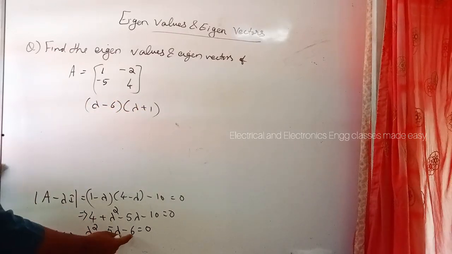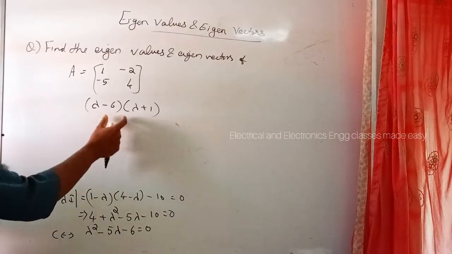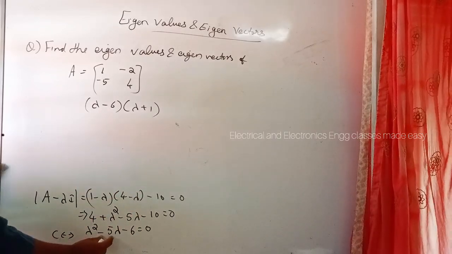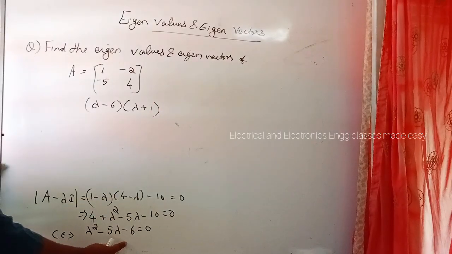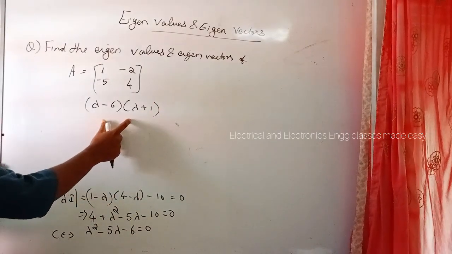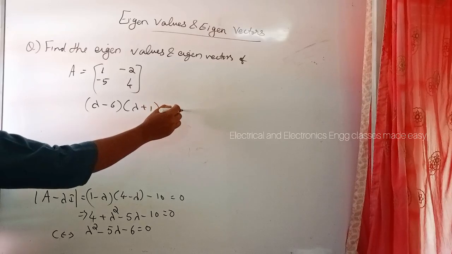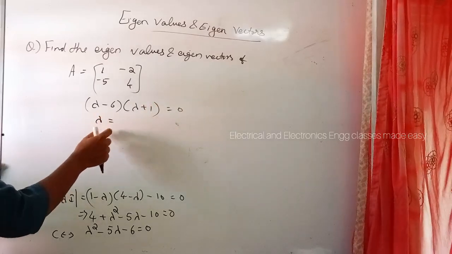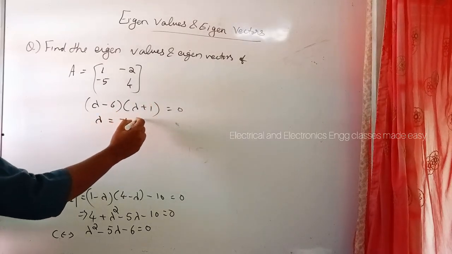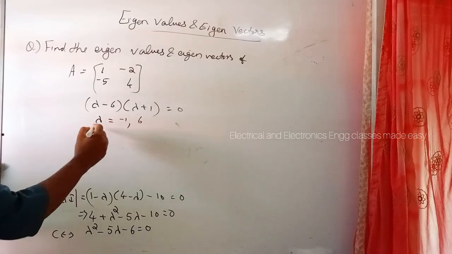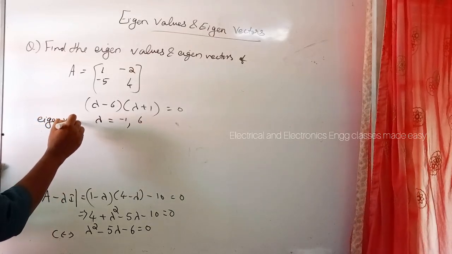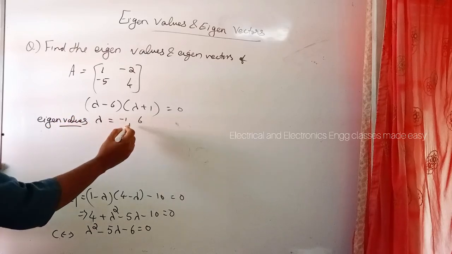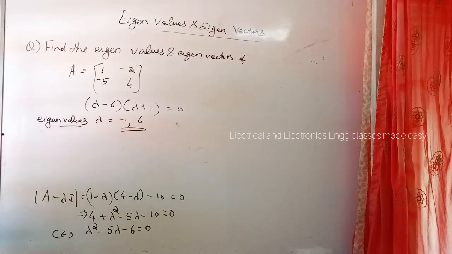The product is negative 6 and the sum is negative 5. So the factorization of this equation is lambda minus 6 into lambda plus 1 equal to 0. So what is the value of lambda? Lambda is equal to negative 1 and plus 6. So the eigenvalues are negative 1 and 6.